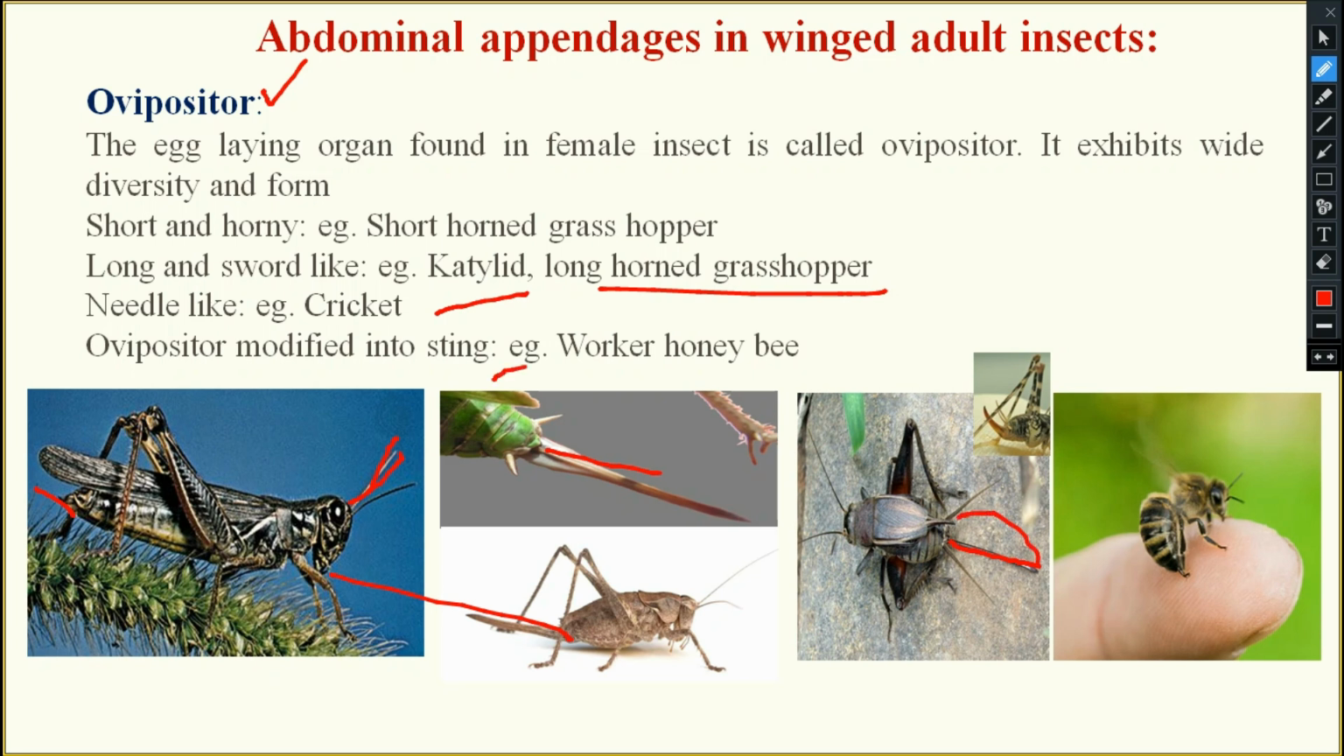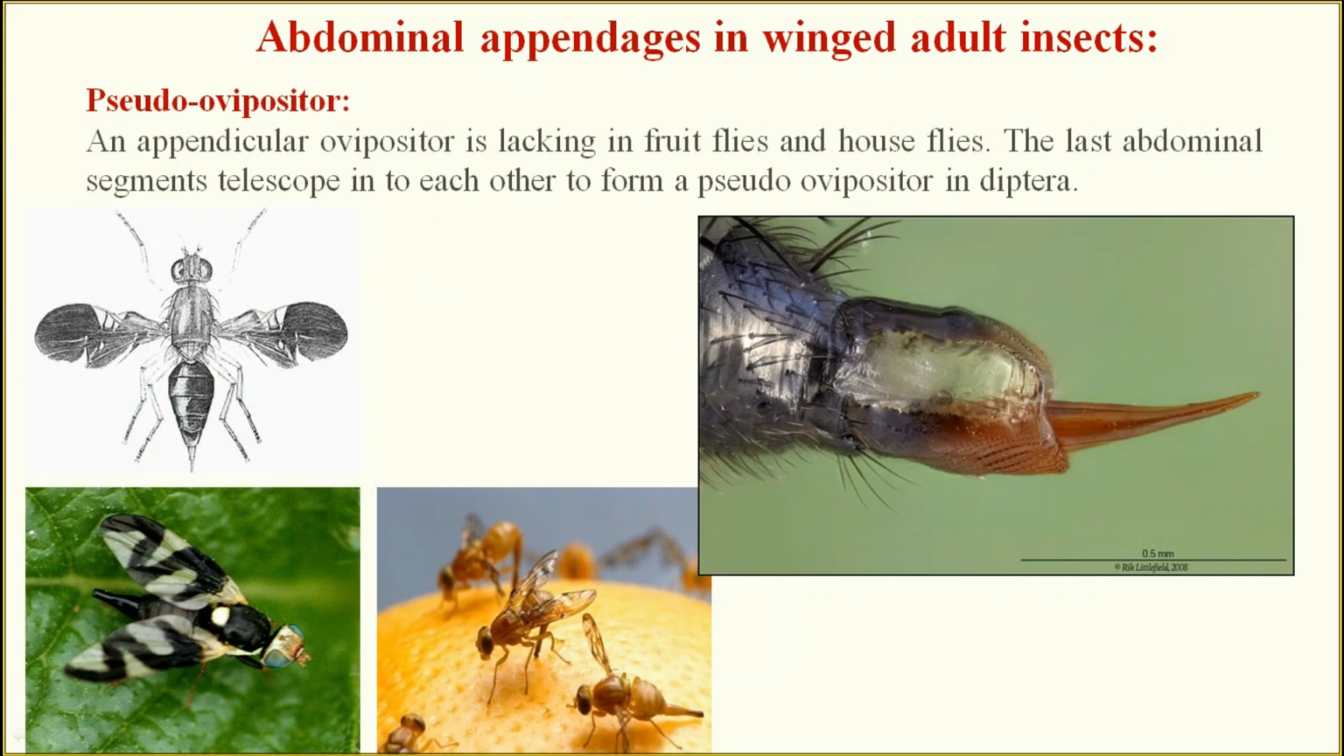Ovipositor is modified into a sting in case of honeybees. Understood? Short, long one, needle one, sting one. This is your ovipositor. This is important. Pseudo ovipositor present in which insect? Always remember fruit flies. In fruit fly no specific ovipositor will be there. Just the end of the abdomen will be modified into a slender, pointed tube.